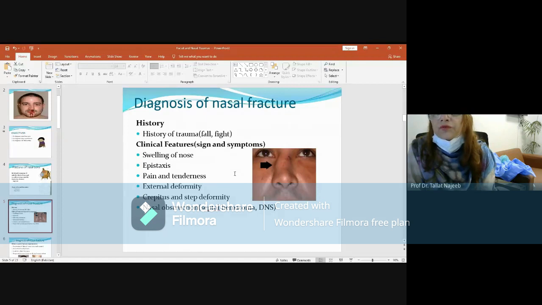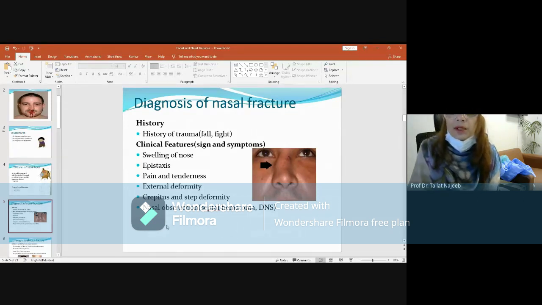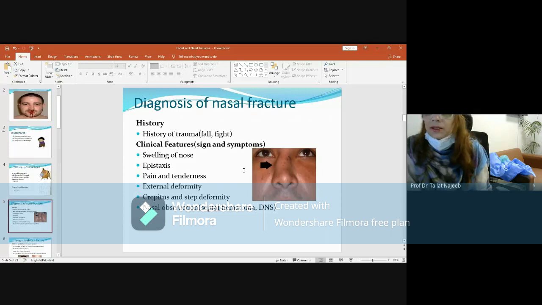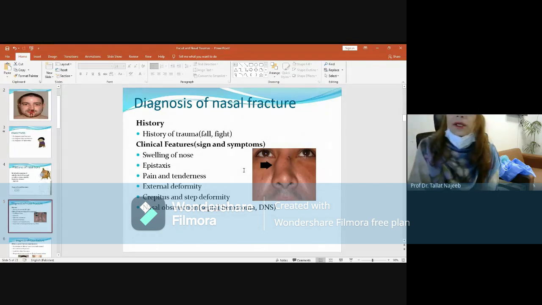And if the fracture is displaced, there will be external deformity. When you palpate the nasal bones, there must be some crepitus. Crepitus is the crackling sound beneath the skin, just like an eggshell. Then you can palpate the broken ends of the nasal bones. That is called step deformity. There will be a gap between the two broken ends of the fractured bone. So this is called step deformity.